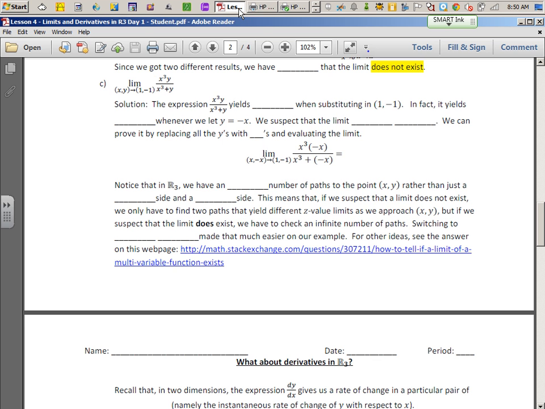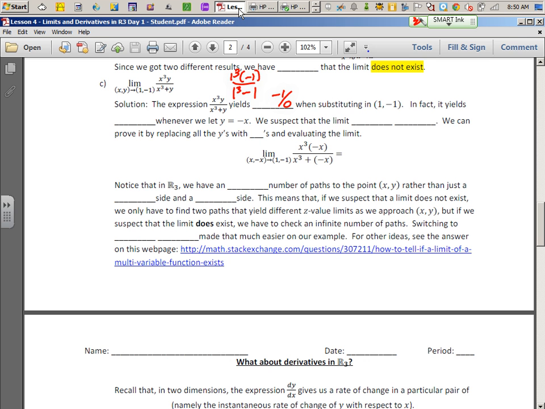Okay, let's try one more real quick, and then the bell's going to ring. Find the limit of x cubed y over x cubed plus y as you go towards the point 1, negative 1. Well, if you plug in 1 and negative 1 right off the bat, you get 1 cubed times negative 1 over 1 cubed minus 1, which basically gives you negative 1 over 0.